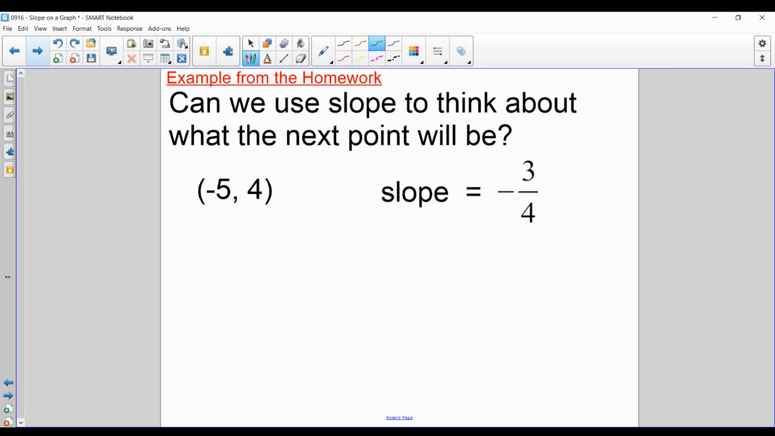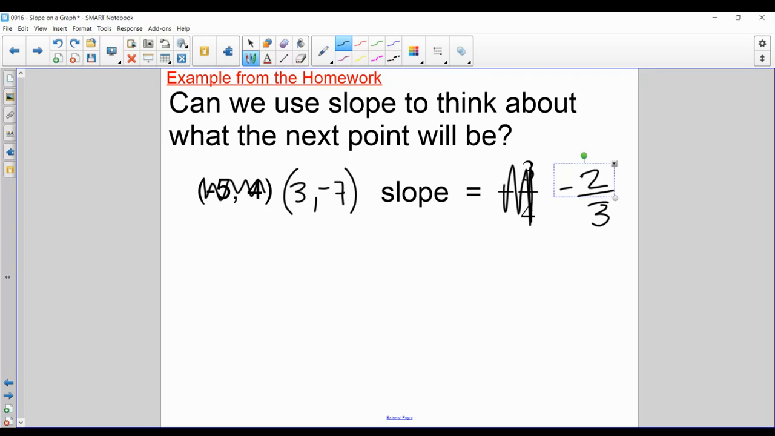Let's try one more. And this is the one that's actually an example on your homework, if you need to refer back to this to know what's happening. Oh, and I forgot to change it. Let's change this real fast and give a new point. Then this might not be the one on our homework, so let's just make one up. I'm going to say a point of 3, negative 7, and my slope is going to be negative 2/3.